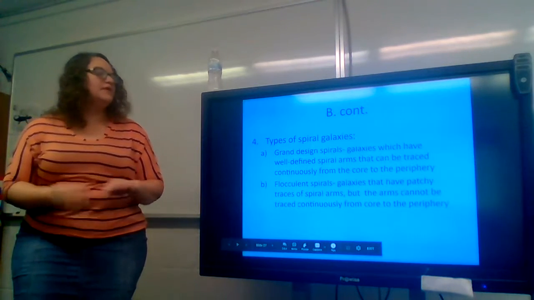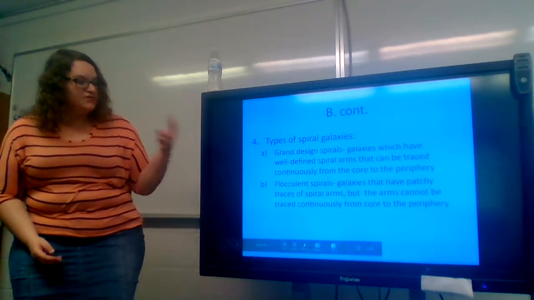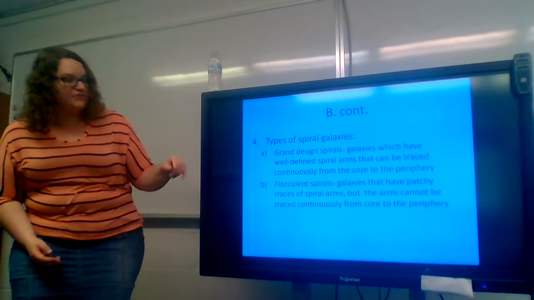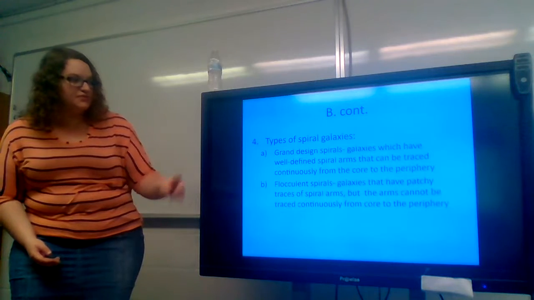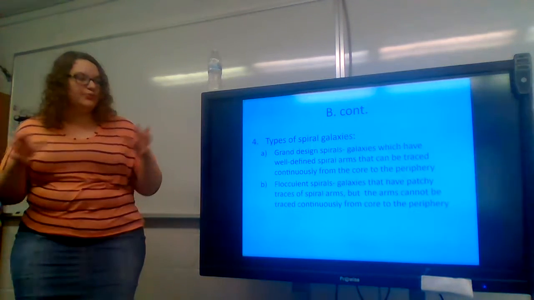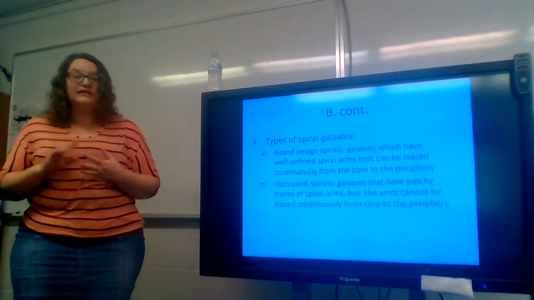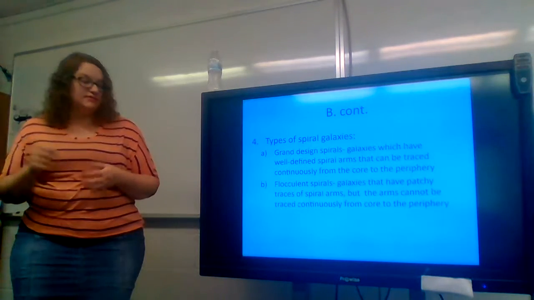Okay, types of spiral galaxies. 2 types. You have grand design spirals. These are galaxies which have well-defined spiral arms that can be traced continuously from the core to the periphery, or from the core out to the outer edges. You can very easily follow these arm traces.